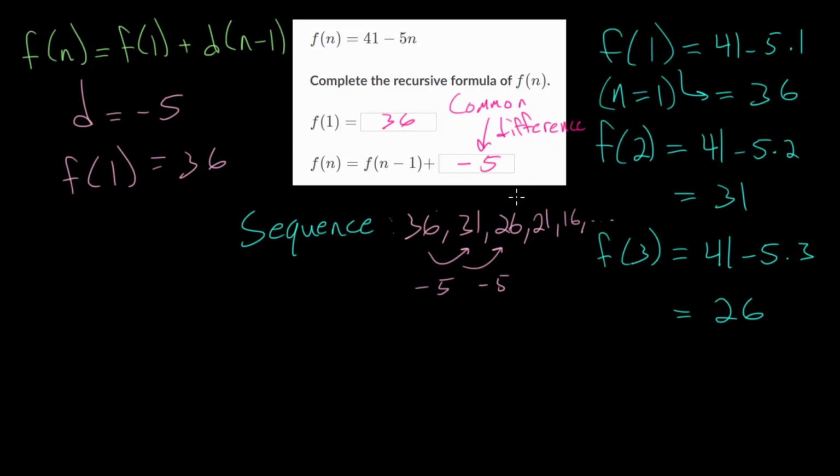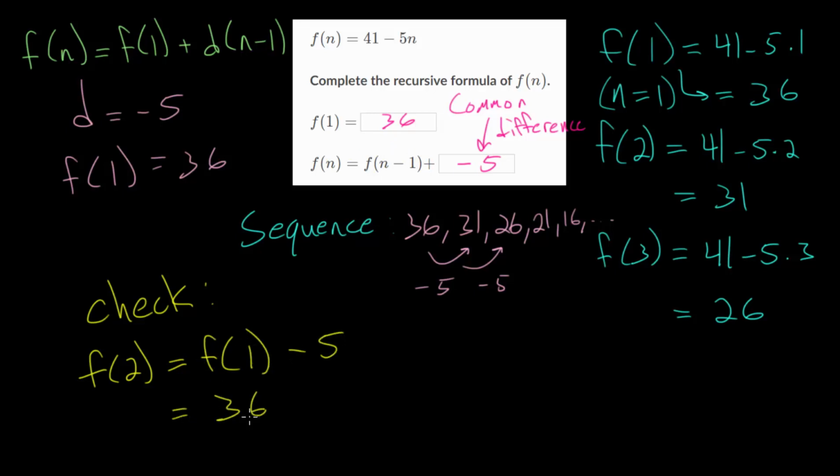Now we do want to be cautious and double check our result here. So let's check that this formula actually works. And we know the first term, so let's generate the second term and maybe the third term. So f of 2, you plug in n equals 2. 2 minus 1 is 1, so it's the first term minus 5. And we know the first term is 36. Take away 5, and you get 31. And that matches up with what we know is part of the sequence, so that's right.